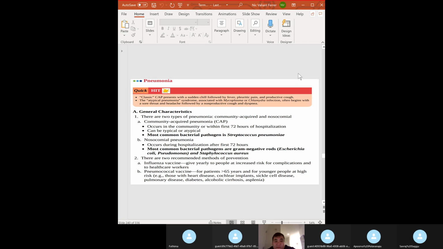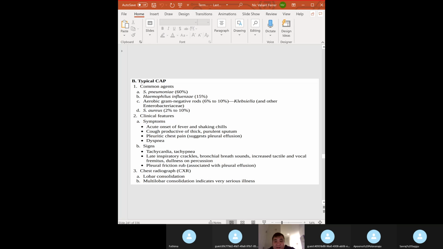How are we going to prevent this one? Influenza vaccine and pneumococcal vaccine. S. pneumo accounts for about 66% of all cases of bacterial pneumonia, followed by H. influenzae and then Legionella. So typical CAP agents, as I've said, S. pneumo, the first one, you can read that list.